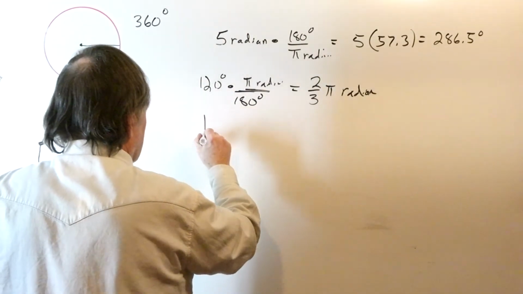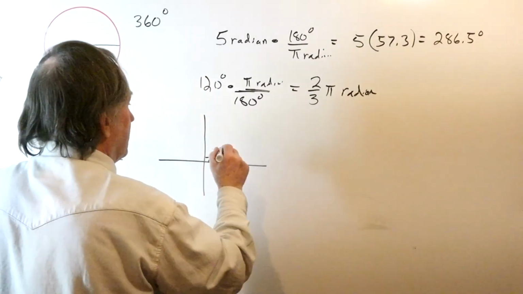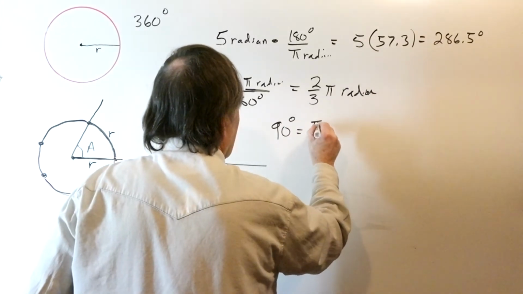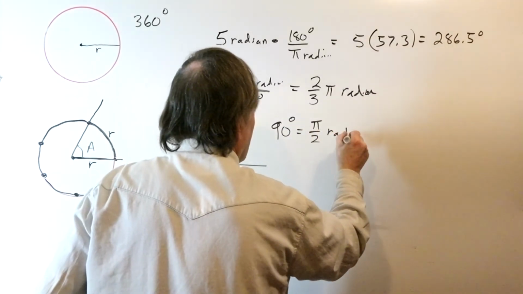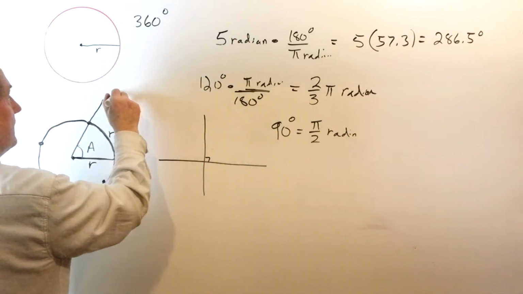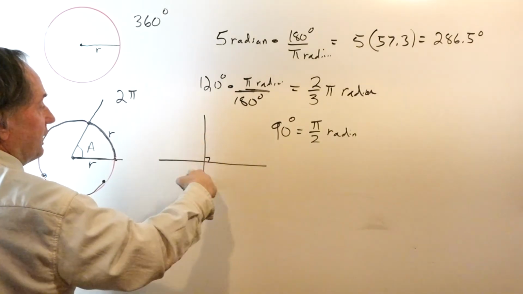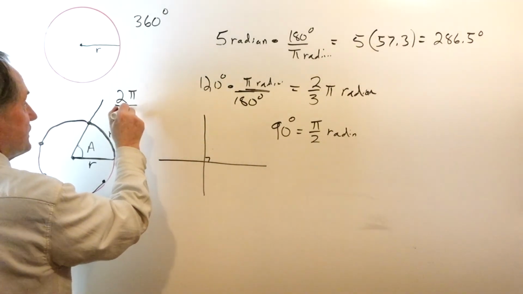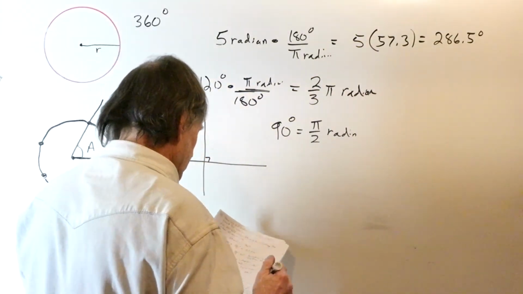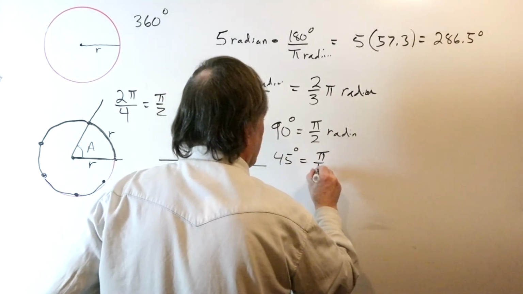So there are special angles that you should commit to memory. 90 degrees is pi over 2 radians. Remember, there are 2 pi radians in the circle. 90 degrees is 1/4 around the circle, so we divide by 4, so this is pi over 2. 90 degrees is pi over 2 radians. 45 degrees is half that, or pi over 4 radians.